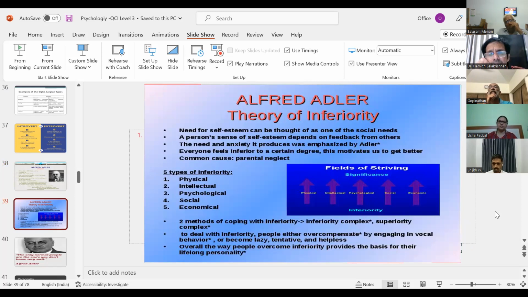Alfred Adler, theory of inferiority. Need for self-esteem can be thought of as one of the social needs. Self-esteem means people feel that I should be included, people should talk about me, people should take care of me. If not, then I develop a lot of complexes. I cannot face people.